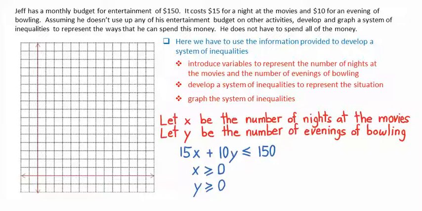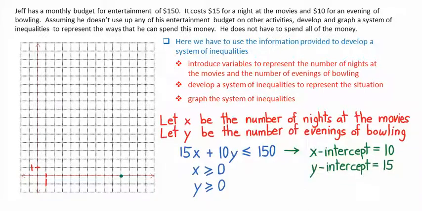Looking at the first one, 15x plus 10y less than or equal to 150, we would graph the boundary line 15x plus 10y equals 150. To do this, I'll figure out the x and y intercepts of this straight line. Using a scale of 1 square corresponding to 1 unit, the x-intercept, corresponding to a y value of 0, would be 10. The y-intercept, corresponding to x equals 0, would give y equals 15.